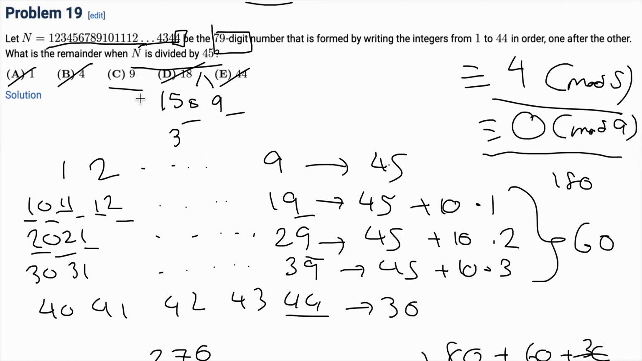And 9 indeed has to be the answer because we can check that. 9 is congruent to 0 mod 9, and 9 is also congruent to 4 mod 5. So this satisfies both of these, and so that's the remainder when n is divided by 45.